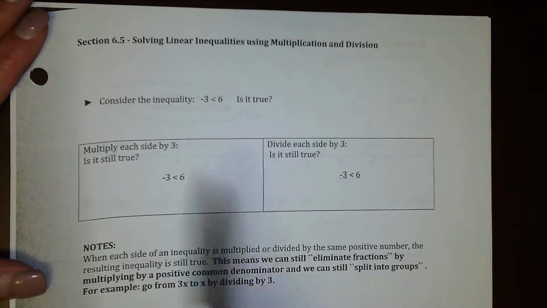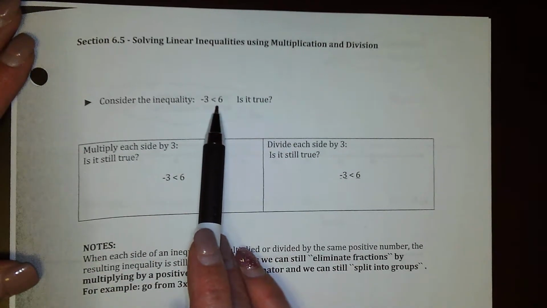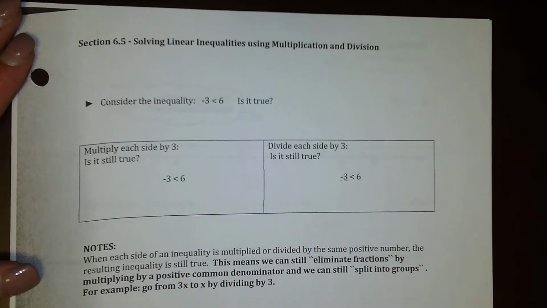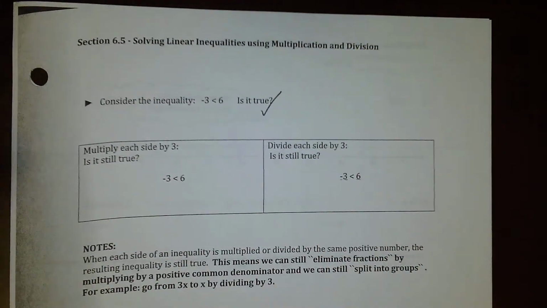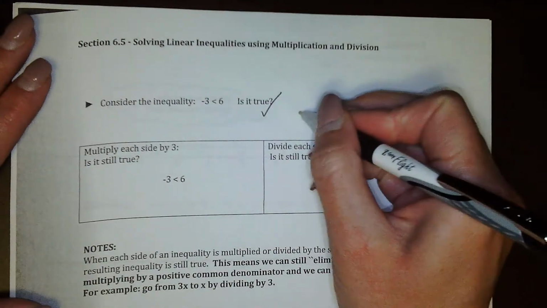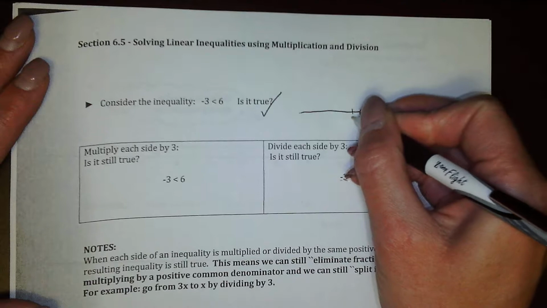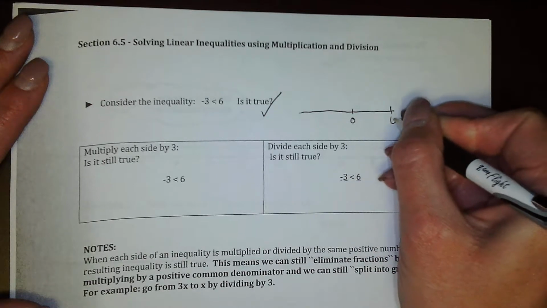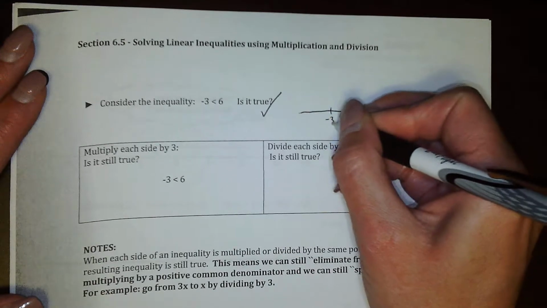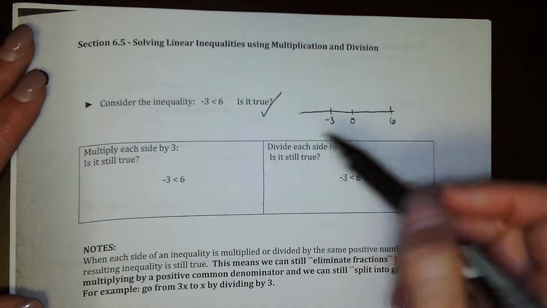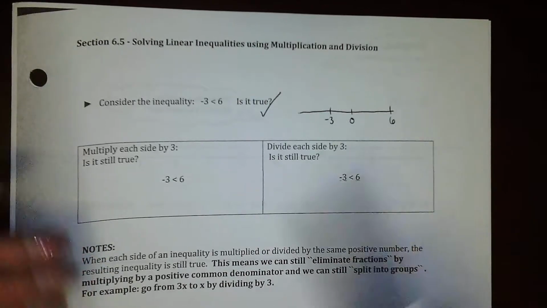So what we've got is to consider the inequality -3 is less than 6. That is true. If we look at a number line, here's your 0, 6 is over here somewhere, and then -3 is lower. So anything to the left is going to be less than anything to the right.